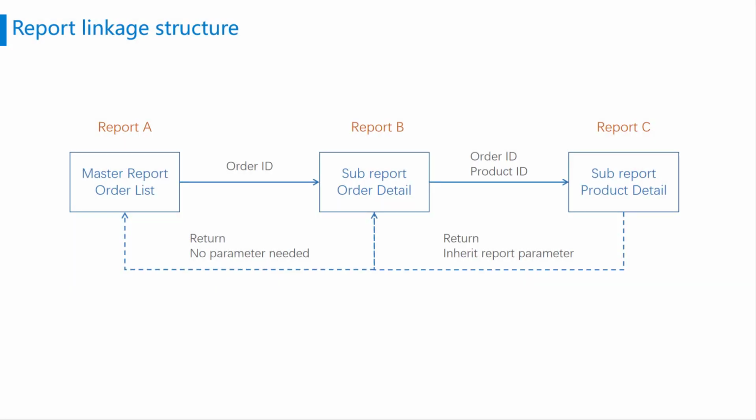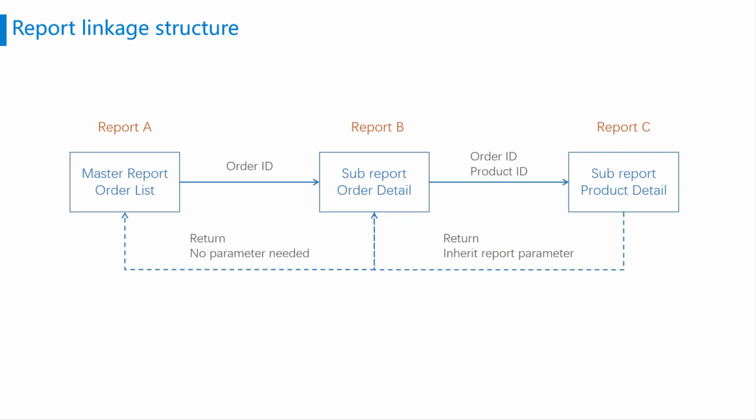First of all, this is a report linkage structure. As the picture shown, we have 3 reports A, B, and C, which A is a master report, and it is order list. We can just call it report A. The second report is a sub-report. It is order detail, and we can call it report B. The third report is also a sub-report. It is product detail. We call it report C.